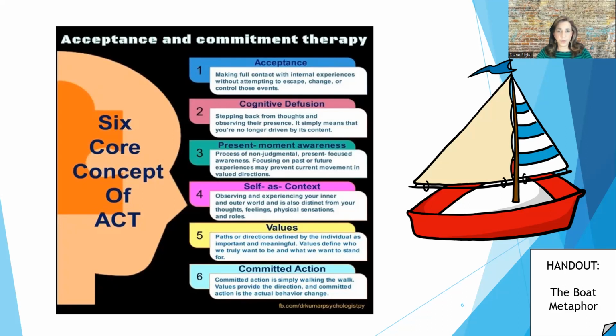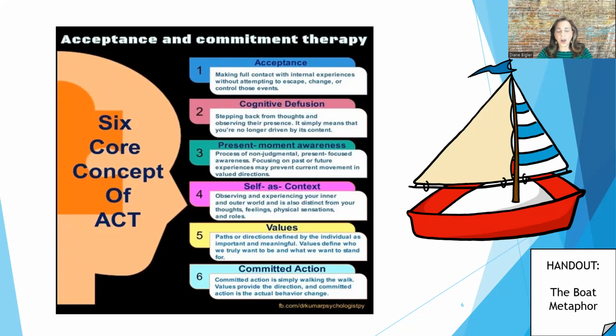The next one is cognitive diffusion, which I alluded to on the previous slide with the mountains and the clouds. Cognitive diffusion is defined as stepping back from our thoughts and observing their presence. It just means that you're no longer driven by the content. So this is just, again, that drone or that helicopter view, that you're not on the ground, boots on the ground with your thoughts. You are actually creating some distance to try to get some perspective. So instead of getting caught up in our thoughts or being pushed around by them, we let them come and go as if they were just cars driving outside of our house, another metaphor.